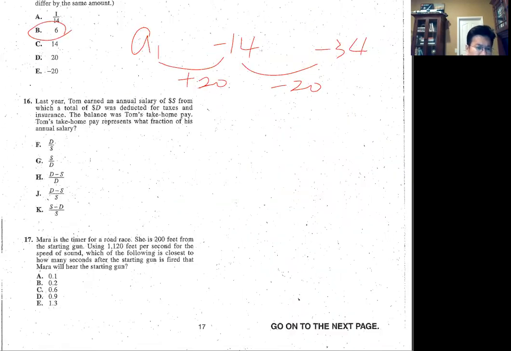Last year, Tom earned a salary of S dollars. A total of D was deducted for tax and insurance. And then the balance, Tom's take-home pay, represents a fraction of annual salary. So the annual salary is, the entire salary is S, right? Hold on a second, S.